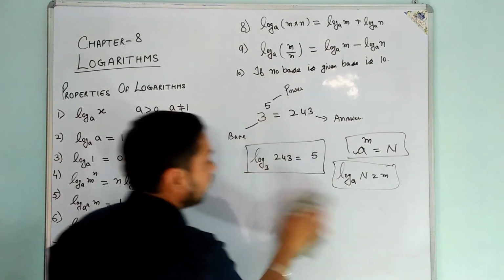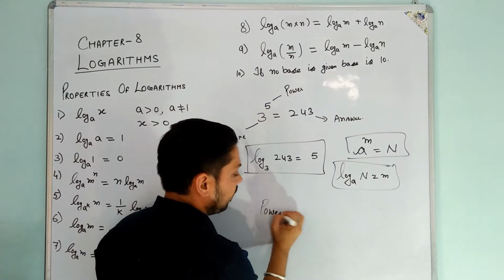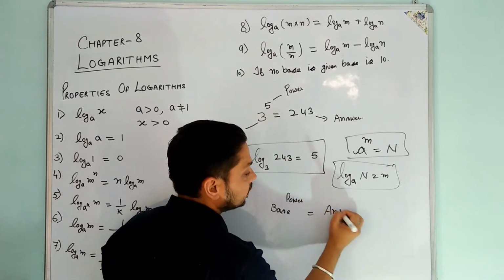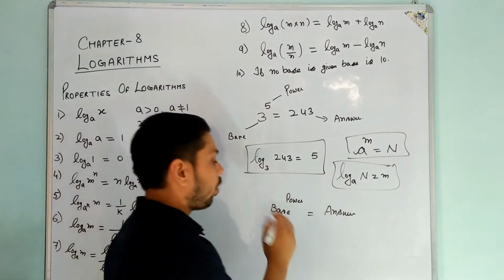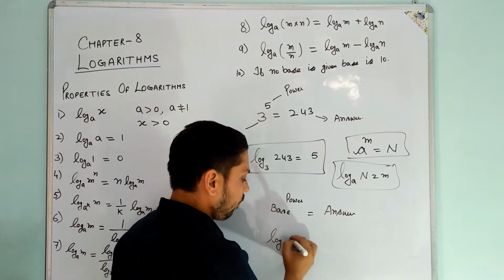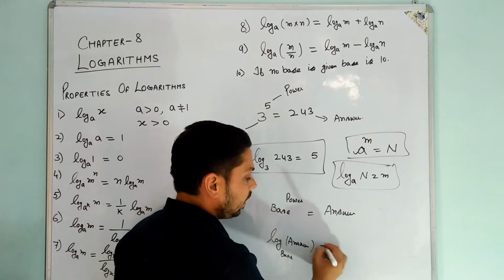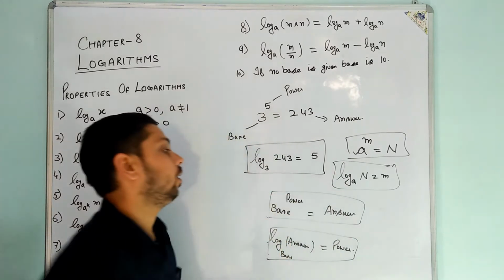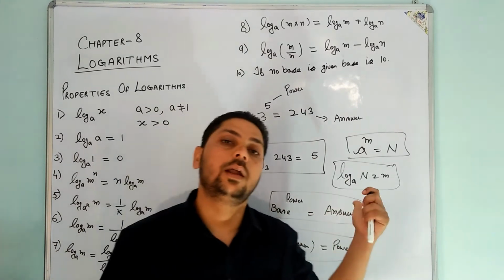Or we can remember it like this: we have base raised to power is equal to answer. To convert this into logarithm, we have log of answer with base is equal to power. So this is how exponential function and logarithm are connected to each other.